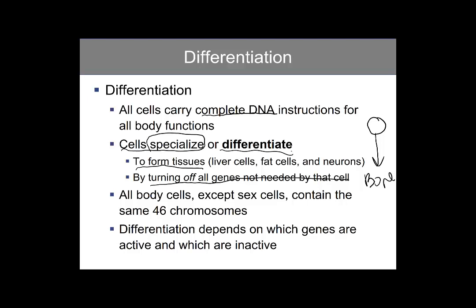All of our body cells, except our sex cells, contain the same 46 chromosomes. And that number, 46, is specific to humans. And differentiation ultimately depends on which genes are active and which are inactive or turned off, as we previously noted.